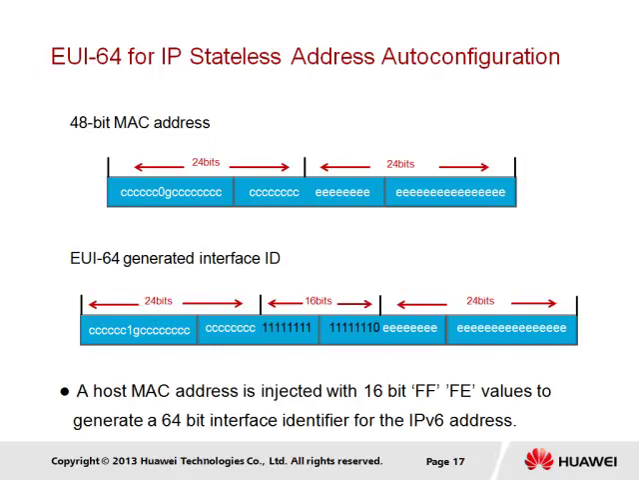In terms of the universal local bit, however, we find that when EUI64 is applied, it will be set to a value of 1, which gives the address a global scope that is expected to support technology developed in the future, which can take advantage of such interface IDs.